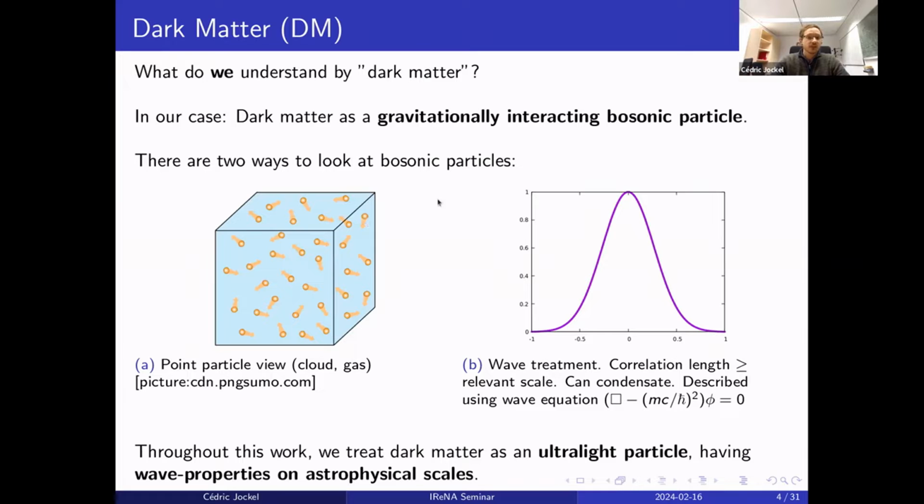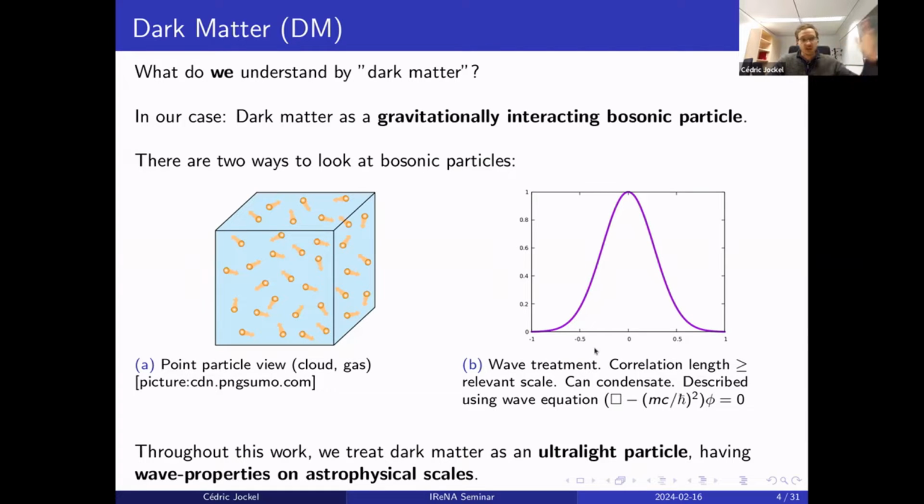And there's really two ways of looking at particles, as you all know. You can view a particle as some kind of point particle, right? It's essentially a small sphere flying around, for example, in a gas or some cloud. Or you can also treat a particle as a wave. And then it becomes important what is the relevant scale you're looking at, right? If you look at subatomic scales, then the correlation length, the wavelength of the particle, the Compton wavelength, is comparable to the system that you're interested in. And then you need to treat it as a wave.